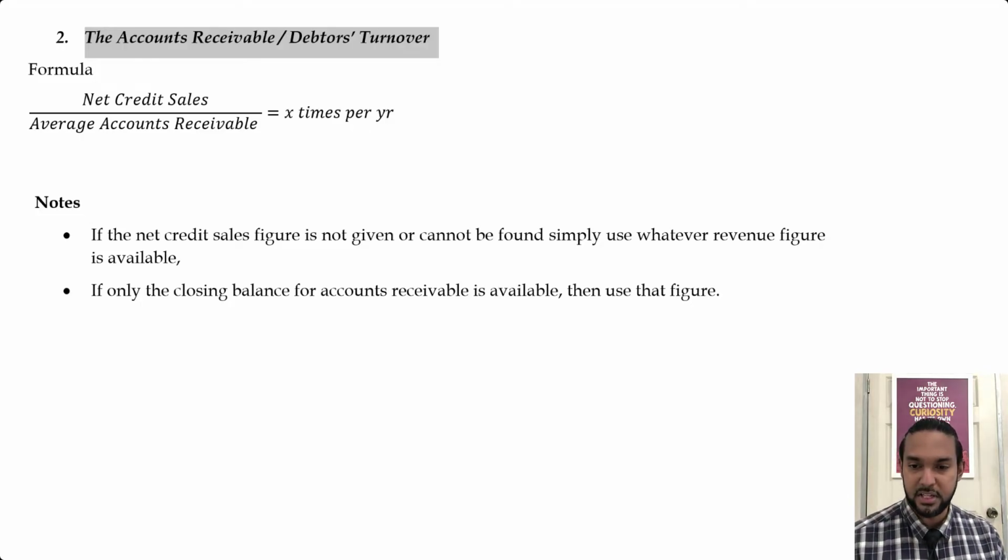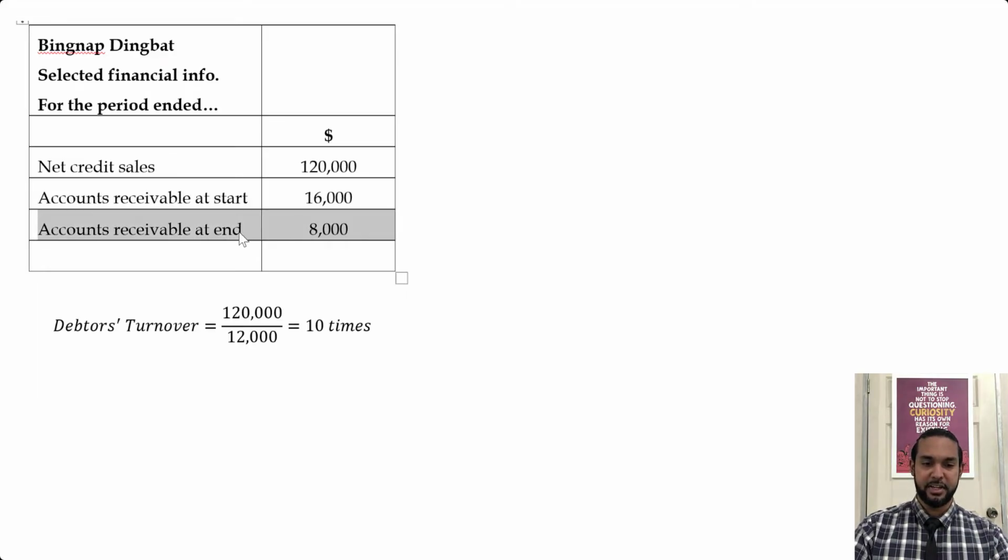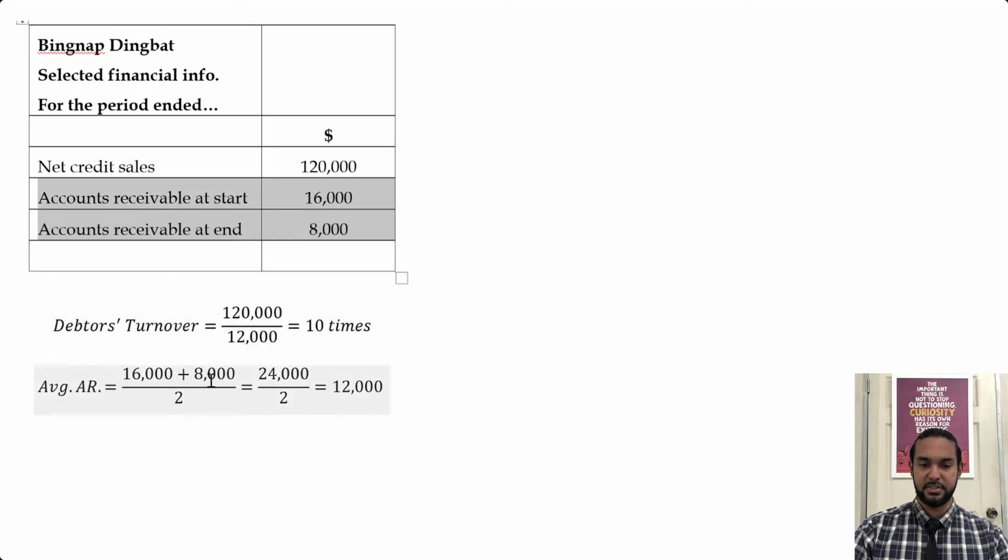But in my examples here, let's scroll down and take a look at my examples. Okay, so we have Bing Nap Dingbat selected financial info for the period ended, and so on. Net credit sales, accounts receivable at start, accounts receivable at end. All right, let's take a look at the calculations now. So average receivables will be 16 plus 8 divided by 2, which is 12. And the net credit sales is 120. So 120 divided by 12 is just 10 times. So this tells us how many times during the year we collected all the money that debtors owed us, right?